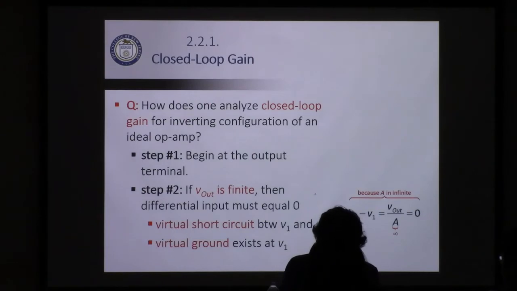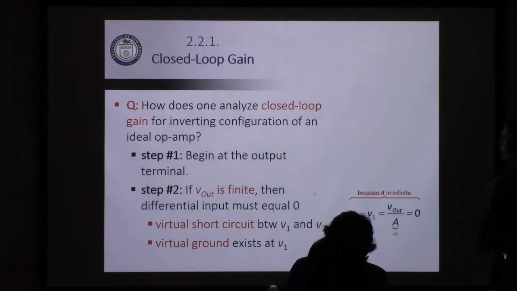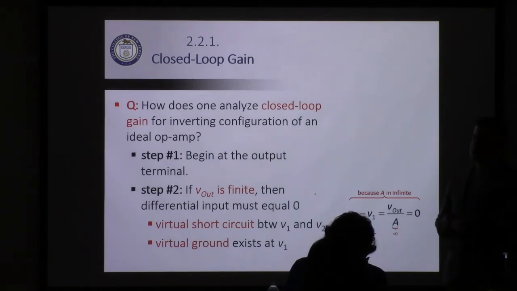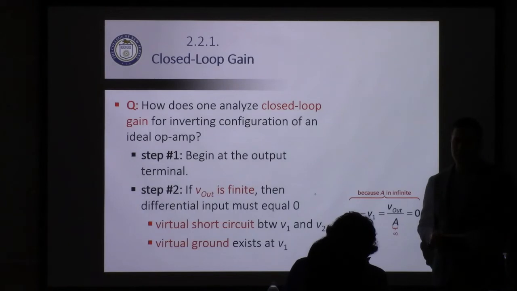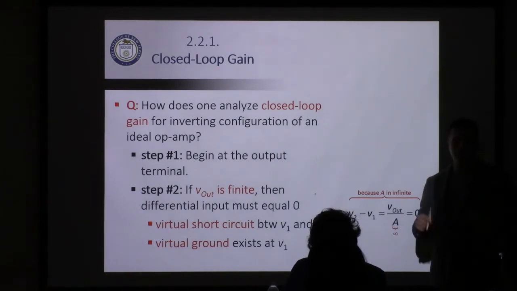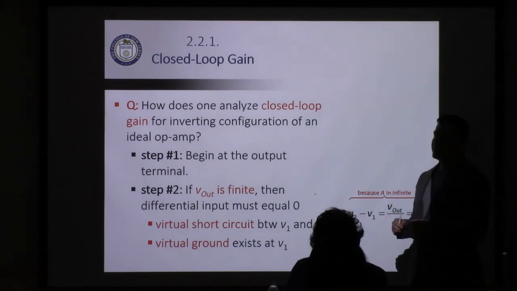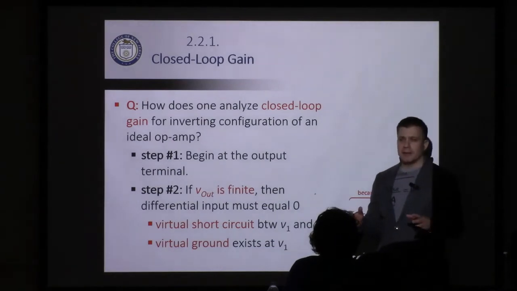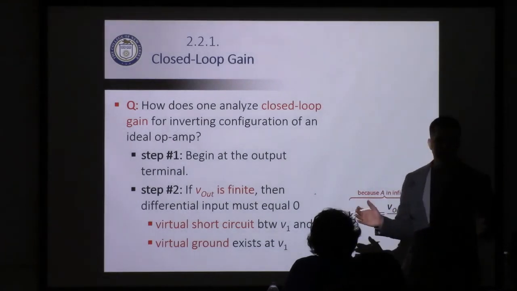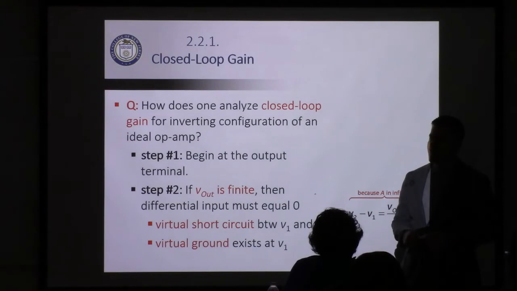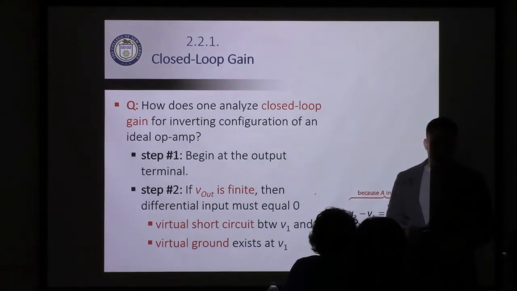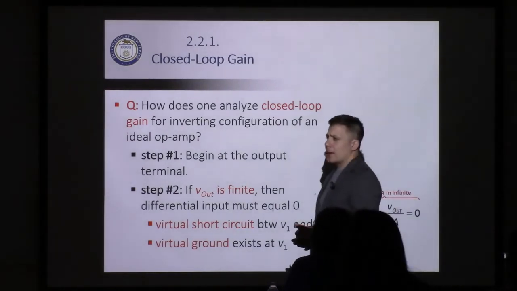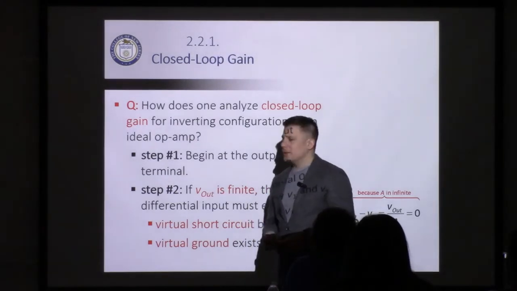So now how do we analyze the closed loop gain for an inverting configuration of an op-amp? I think that we did this in ELC251-02. Is that correct? We talked about how we can look at the circuit and calculate the closed loop gain for any type of closed loop configuration. Now, for the inverting and the non-inverting, we already know what the answer is, but we can go through the steps in order to determine it.